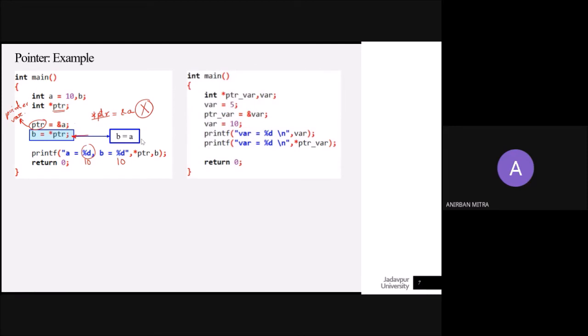This is the second example. Here we have defined a pointer variable of a given name, ptr underscore var. There's the second variable var. First of all, we have stored var equal to 5. Then we have stored the address of this variable into this pointer variable. And then we have changed the value of var to 10. So what should be printed here?